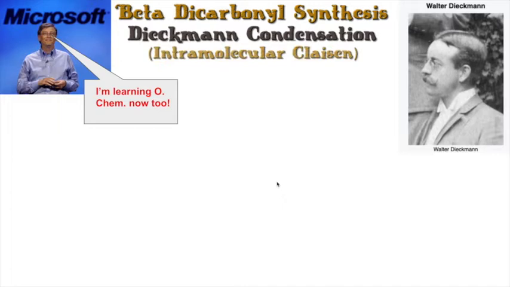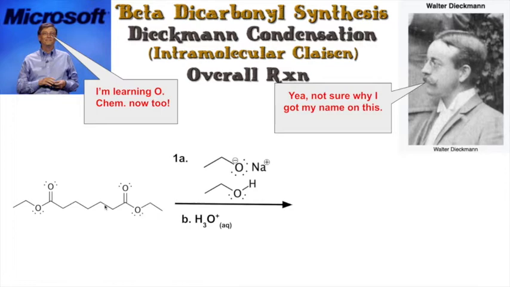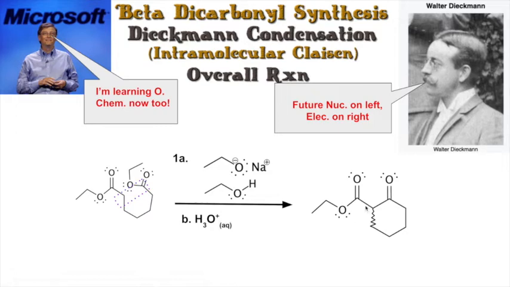So, intermolecular Claisen overall reaction. Dieckmann gets a name for this reaction, but it's just an intramolecular Claisen. What happens here is you have two esters on the one molecule, so they can react with each other. We're going to twist this around to see it. I'm slowly twisting this up into what turns out to be a six-membered ring. This alpha carbon will become the enolate. It's going to do an addition-elimination on the carbonyl. And there we'll have that six-membered ring like that. You can go through it slower, and then you can number it.